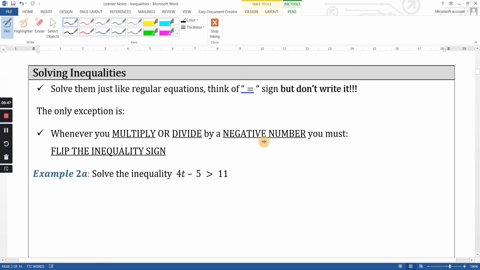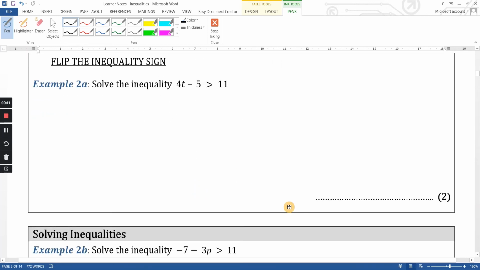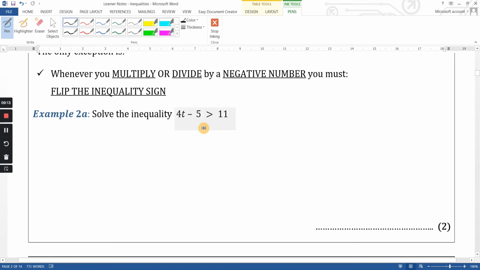You know how we get rid of things on either side, we're going to use the same method. The only exception is whenever you multiply or divide by a negative number, you must flip the inequality sign. So this is one of the rules that you have to remember for inequalities. If you multiply or divide by a negative number, you have to flip the sign. I'll show you in an example in a minute. Let's have a look at this example 2a first.